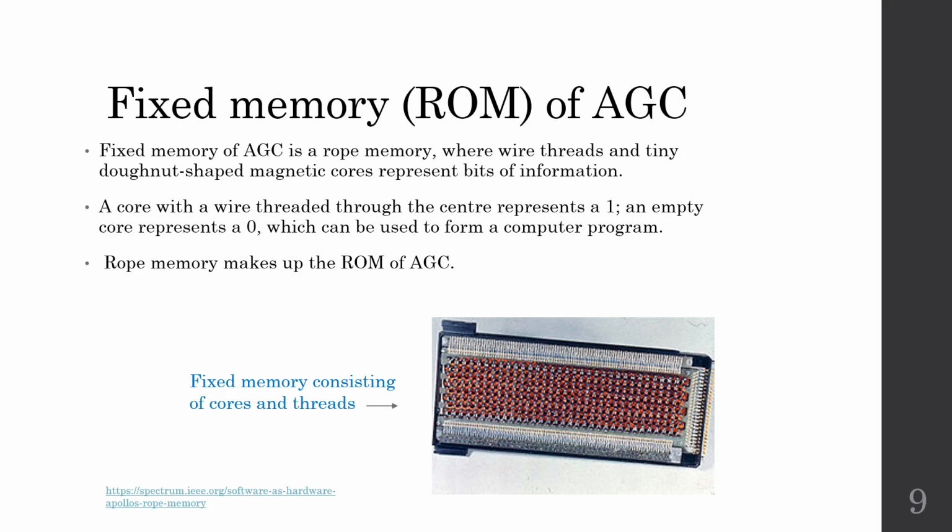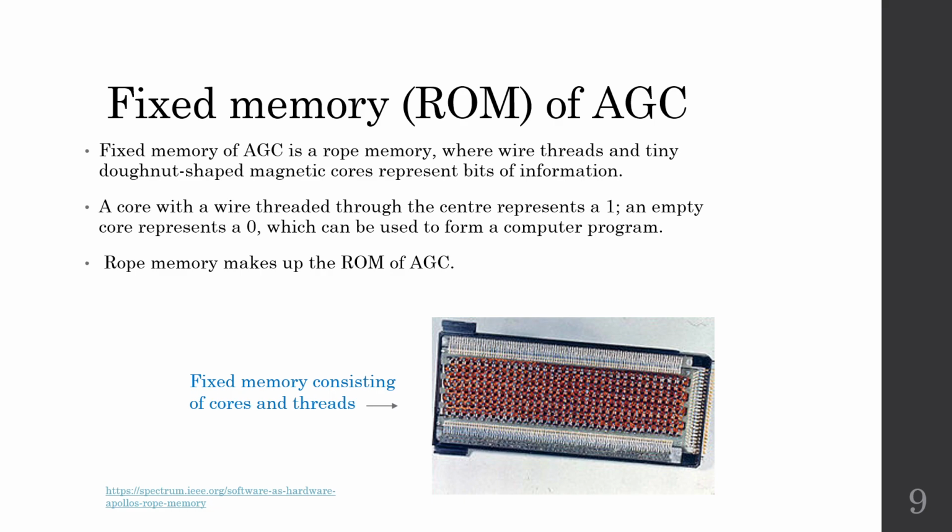Fixed memory of the AGC. The fixed memory of the AGC is a rope memory where wires threaded through tiny donut-shaped magnetic cores represent bits of information. The fixed memory contains a series of cores and threads. The way in which the thread is moved around the core determines whether the bit represents 1 or 0.